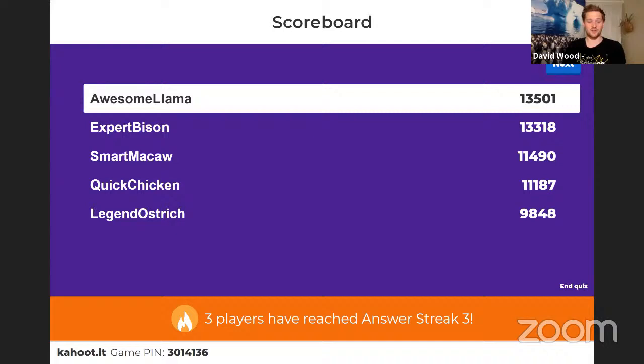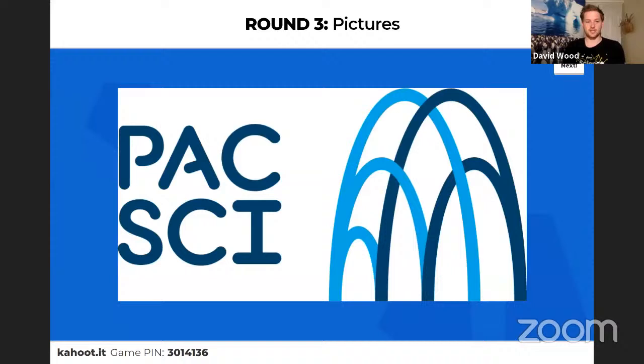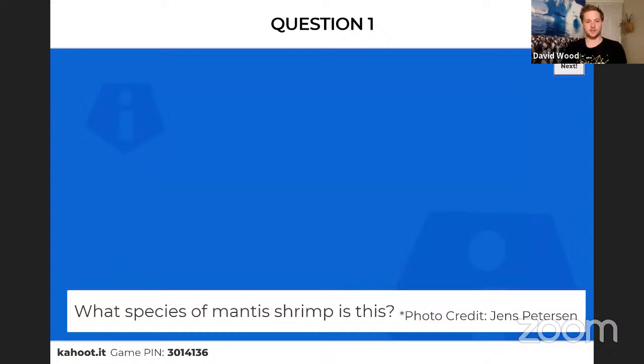So this third round is gonna be a picture round. So you'll see the image first when I read the question, and then when we're answering, you'll also see the image again there. So take a good look at the pictures for this picture round. So the first question is, what species of mantis shrimp is this?